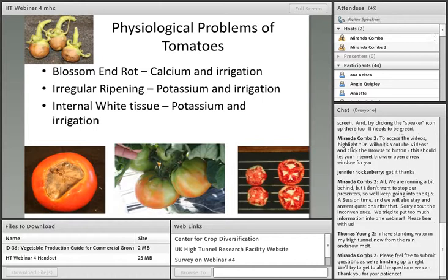So just keep in mind that a nutrient may be present in the soil, but if you don't have it present in the soil solution, which is the water that is present, making it soluble, it's not going to get into the root system, and it's not going to get into the plant.